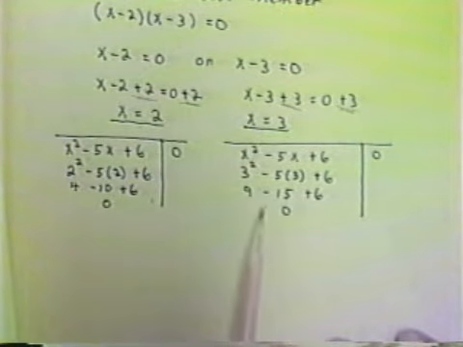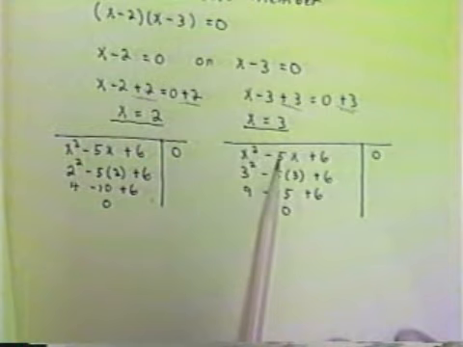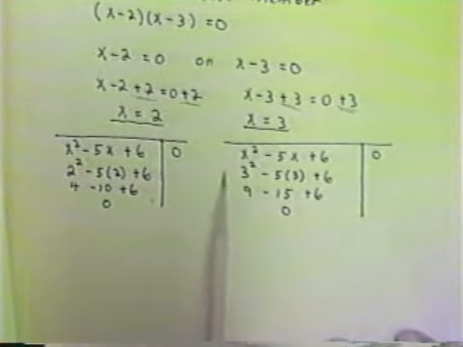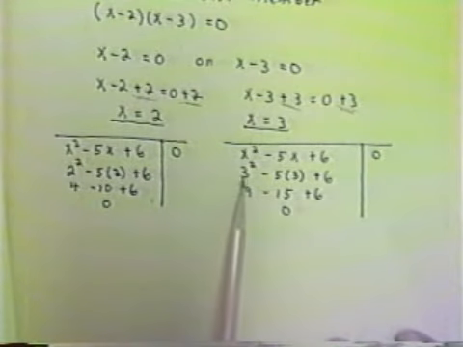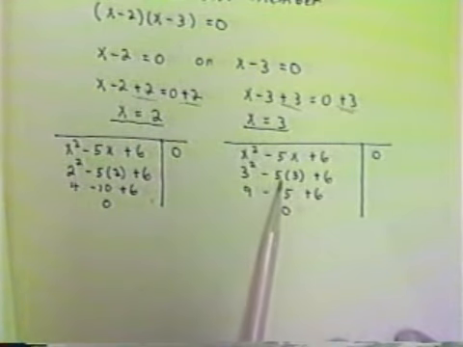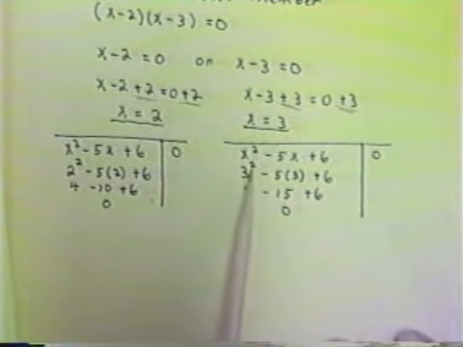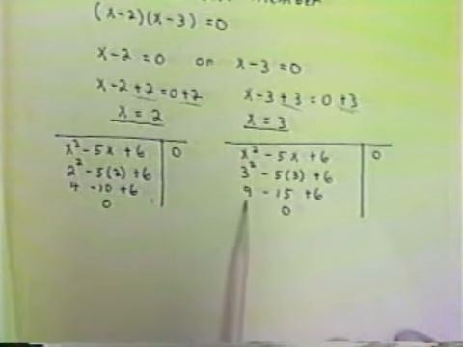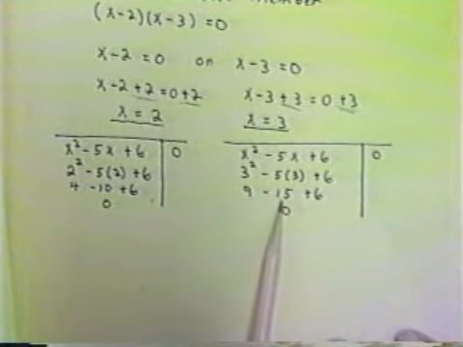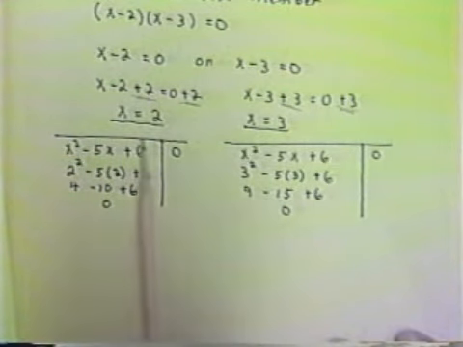Let's check 3. I substitute the 3 into x squared minus 5x plus 6 is equal to 0. Everywhere I have an x, I replace it by 3. So we have 3 squared minus 5 times 3 plus 6 equals 0. 3 squared is 9. 5 times 3 is 15. 9 plus a negative 15 is negative 6. Negative 6 plus 6 is 0. So we see that both answers check.